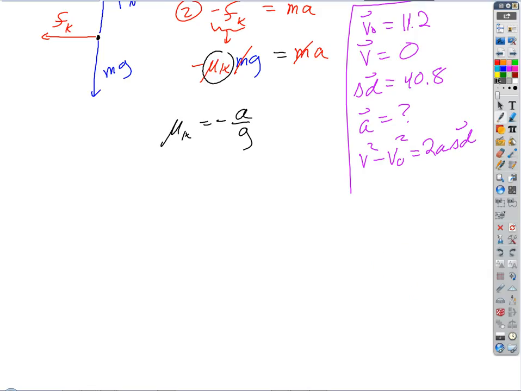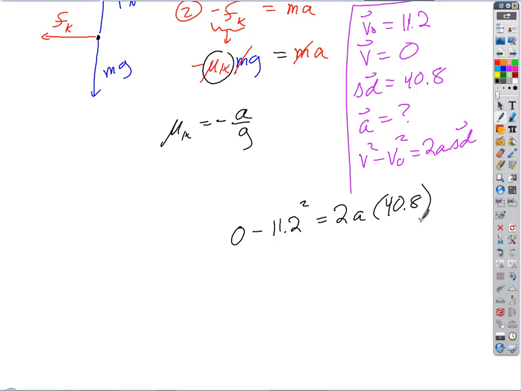That's the equation we want. Let's plug in our values. So we get final velocity, so we get 0 minus 11.2 squared equals 2a times, what do we get? 40.8, standard units, right? So if I'm solving for a, all I've got to do is just divide negative 11.2 squared by 2 times 40.8. Everybody agree?